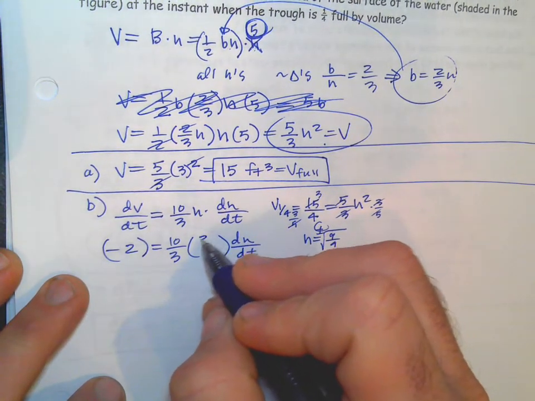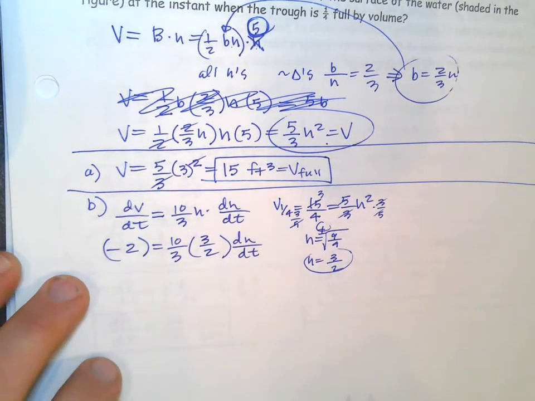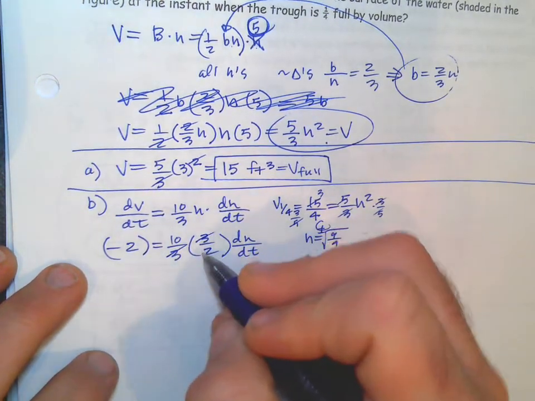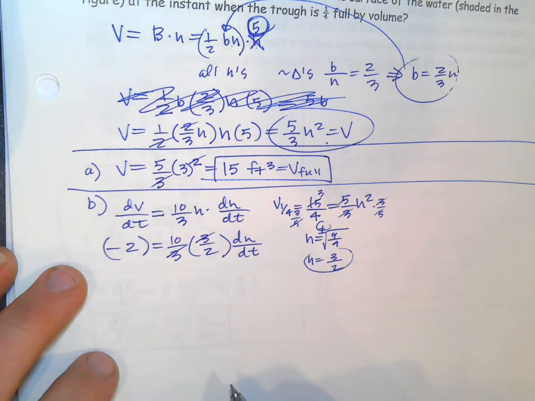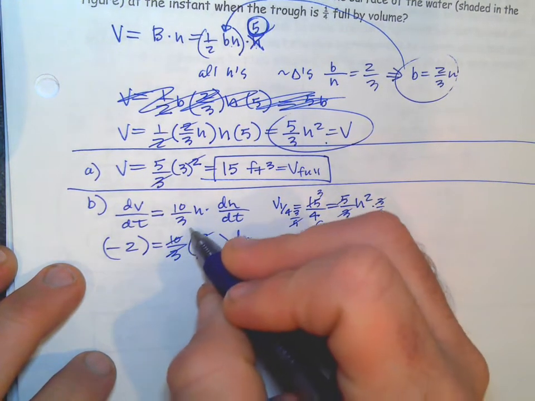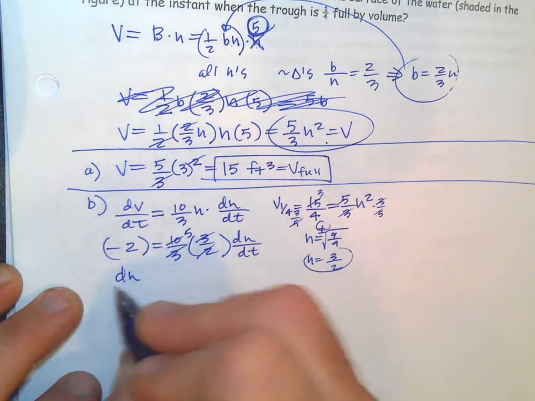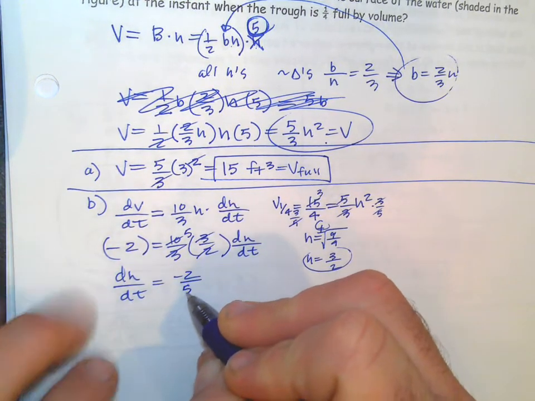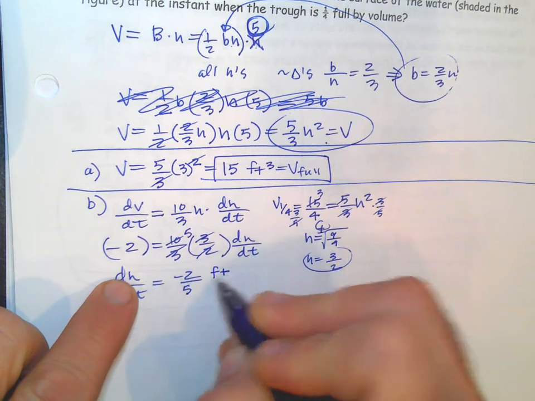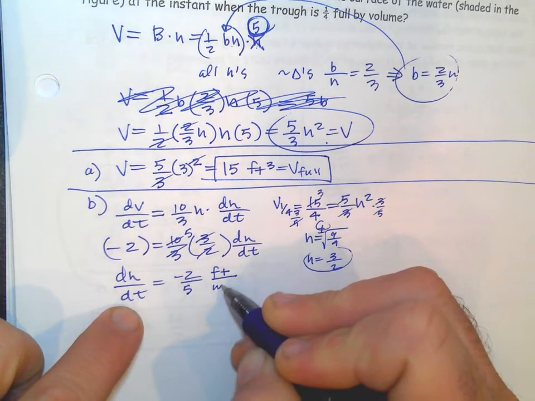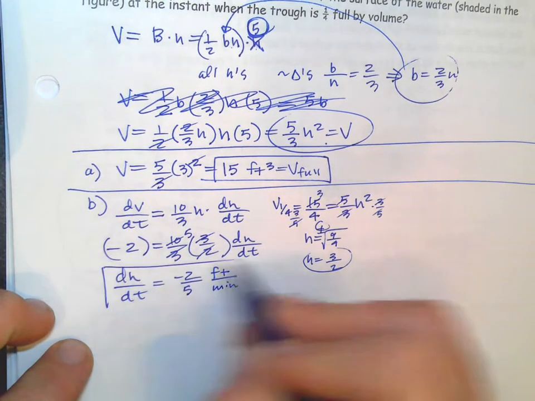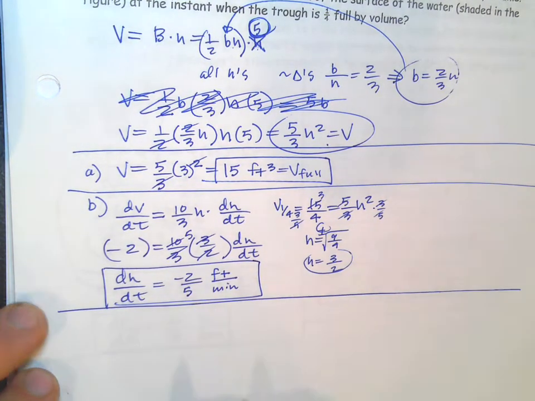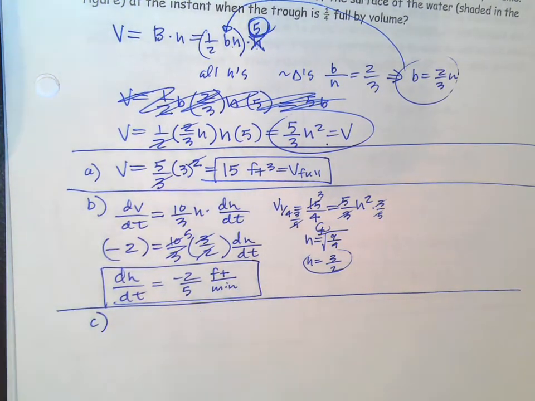So 3/2. Those cancel. This becomes a 5. Solve for dh/dt equals -2/5. Units of height should be one-dimensional. Feet per time is minutes. There you go.